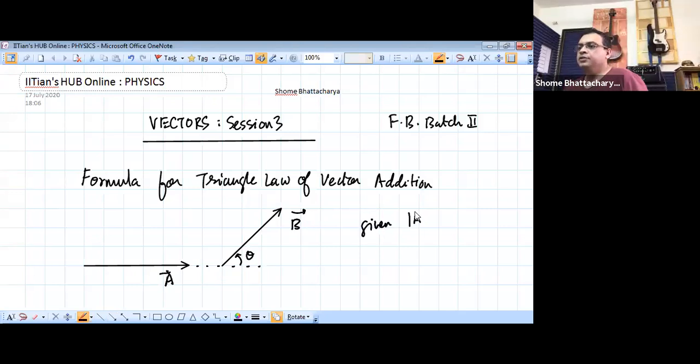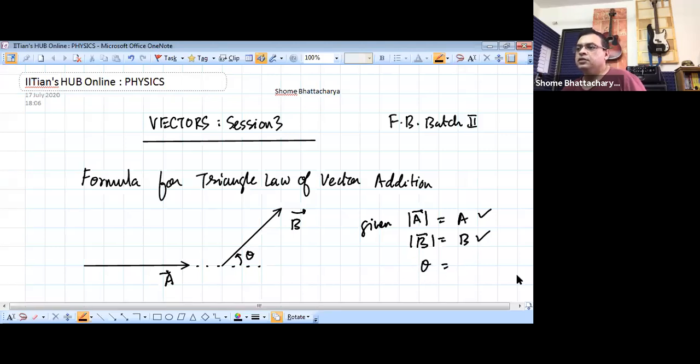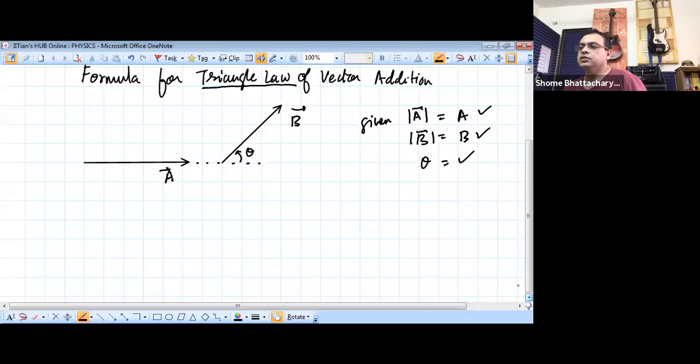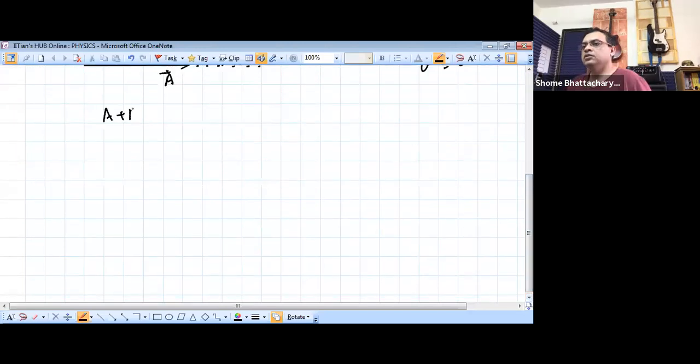So given the magnitude of vector A is some quantity capital A, the magnitude of vector B is some quantity capital B, and the angle between them is theta. Now we can find out, using what is called the triangle law of vector addition, the resultant sum of A and B. This quantity here is called the resultant sum of vectors A and B.